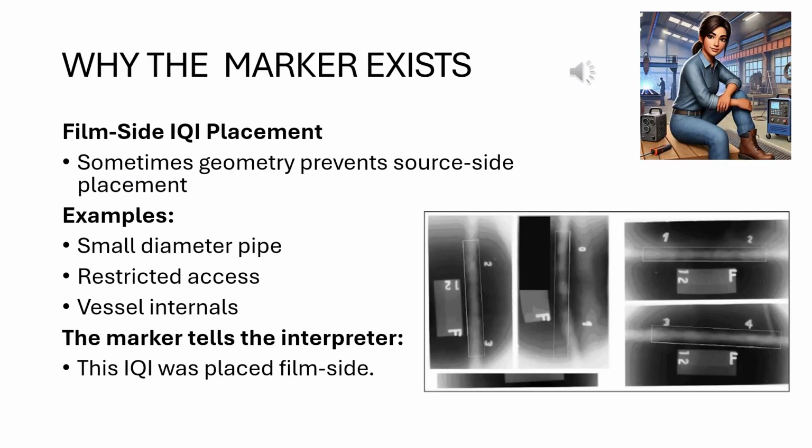Sometimes source side placement simply cannot happen. Small diameter pipe, vessel internals, nozzle configurations, or restricted access may physically block placement. In those cases, the IQI may be placed film side. When this happens, a lead letter F marker is normally added to the radiograph. That marker tells the interpreter the IQI was positioned on the film side rather than the source side. Without that identification, the radiograph can become technically unacceptable under code review.